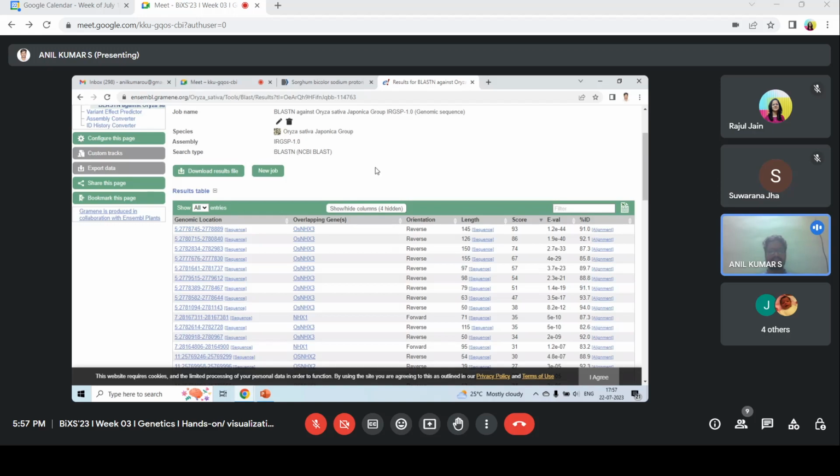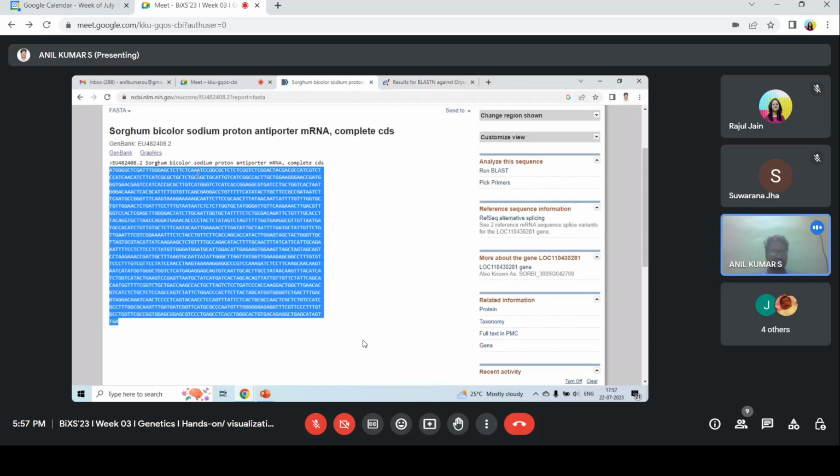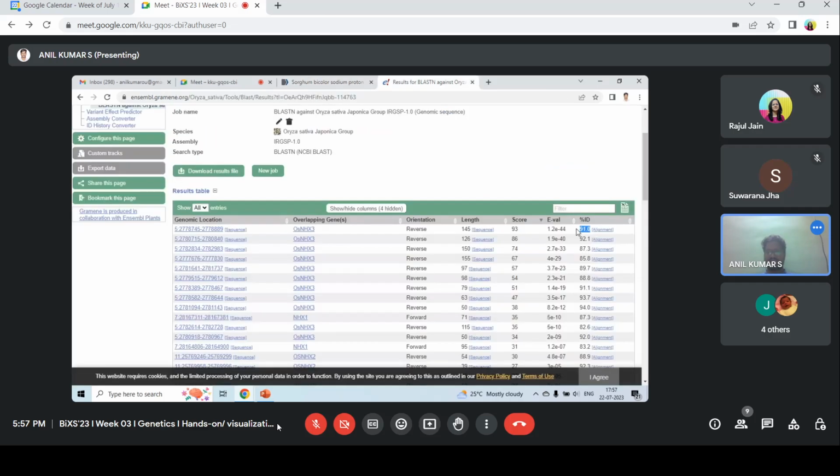Once you submit the sequence, you will get results like this. Here you can see the topmost hit showing 91% identity. This means that out of the 1473 bases, this complete sequence from here to here, 91% has been matched with this particular gene. To know whether it has matched or not, you simply click on the sequence. From this also you will get the information.